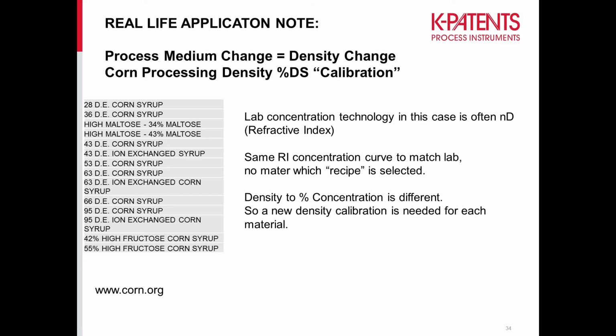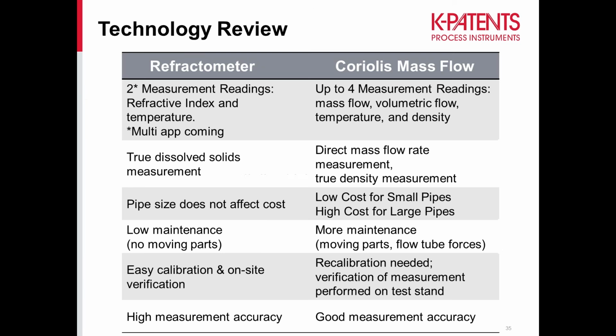So let's review the differences between the refractometer and the Coriolis mass flow. The refractometer is going to give you two measurement readings: your refractive index and your temperature. And Coriolis mass flow is going to give you up to four measurement readings: your mass flow, volumetric flow, temperature, and density. The refractometer is going to measure true dissolved solids, the liquid components, whereas the Coriolis is going to give you a true density measurement or direct mass flow rate measurement.